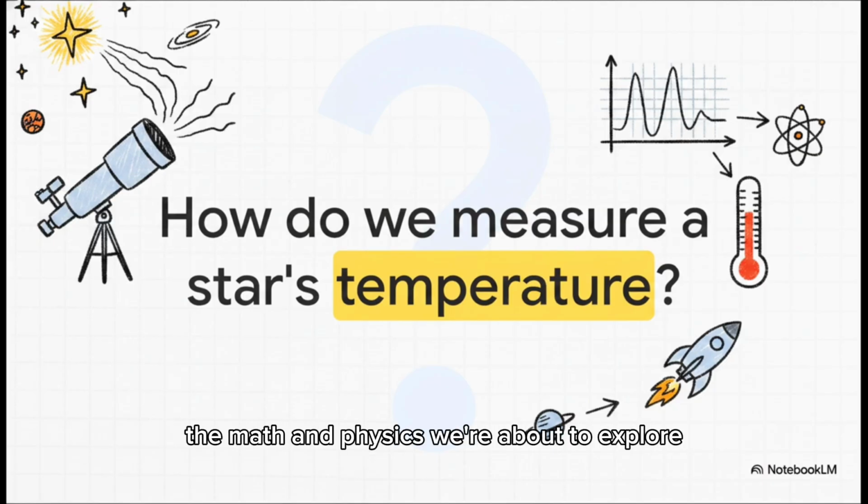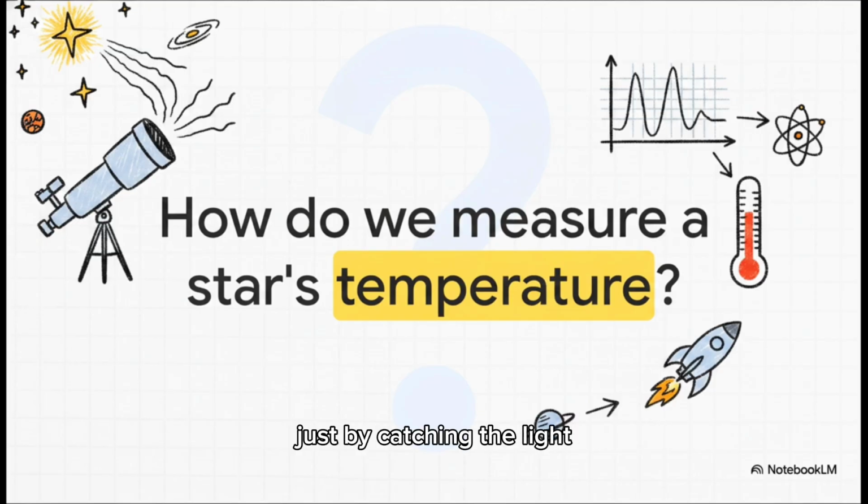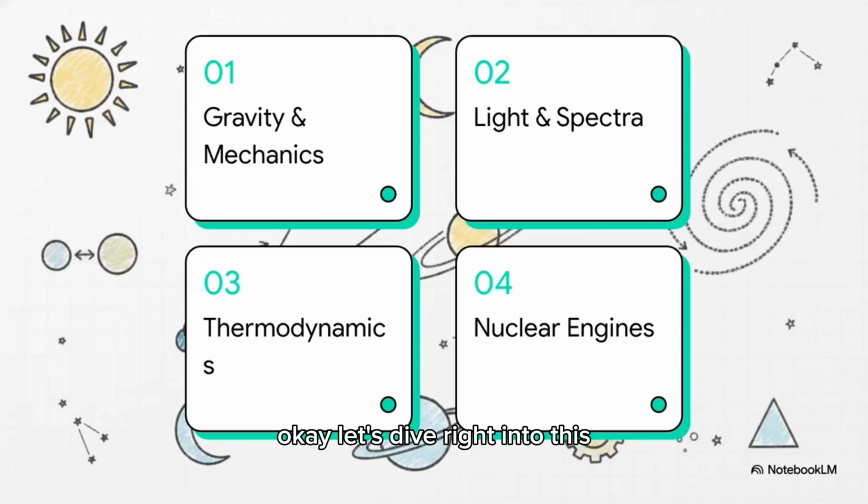The math and physics we're about to explore serve as the ultimate cosmic survival kit. It's literally the toolkit that allows us humans, stuck on this tiny rock, to decode the entire universe just by catching the light that happens to fall onto our telescopes. Okay, let's dive right into this.